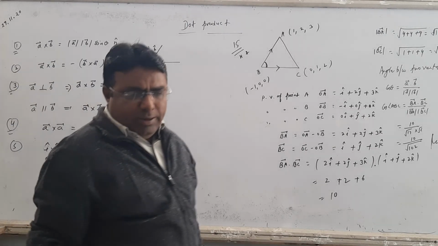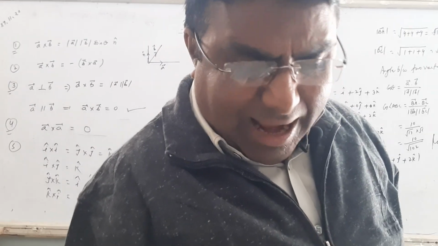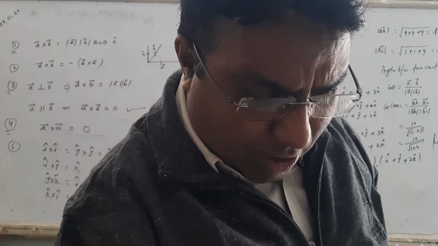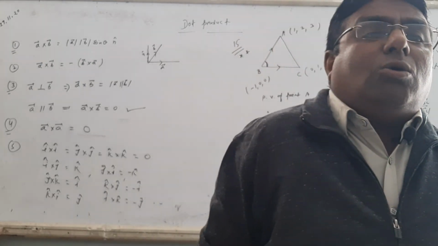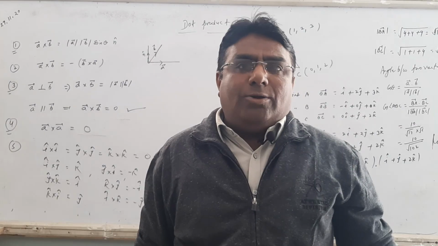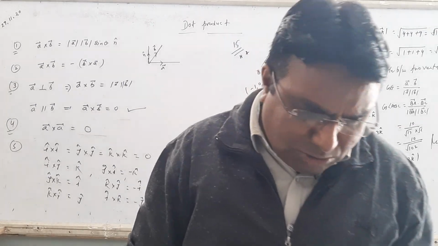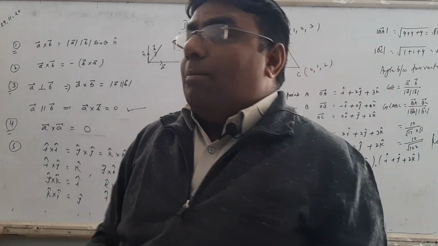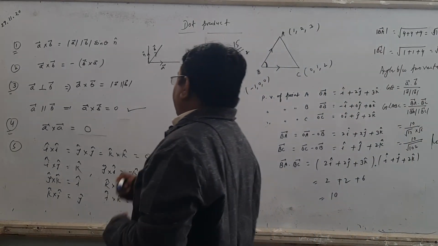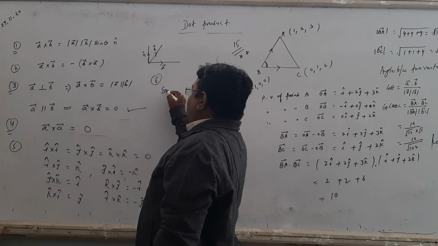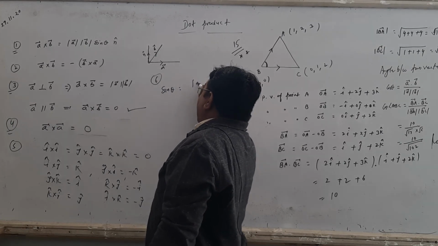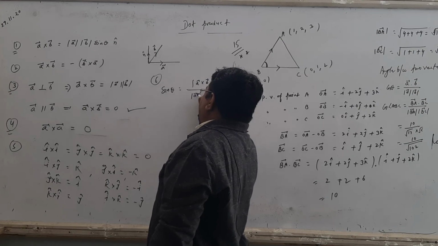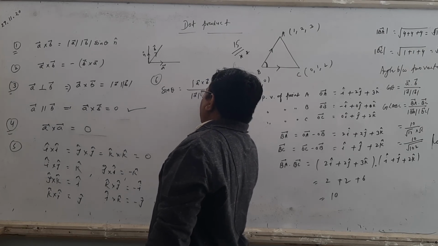So in cross product there is another identity. What is the angle between two vectors? In dot product, the formula for the angle between two vectors is cos theta equals A dot B upon magnitude of A, magnitude of B. Same in cross product, what is the angle between two vectors? Sin theta equals magnitude of A cross B upon magnitude of A into magnitude of vector B.